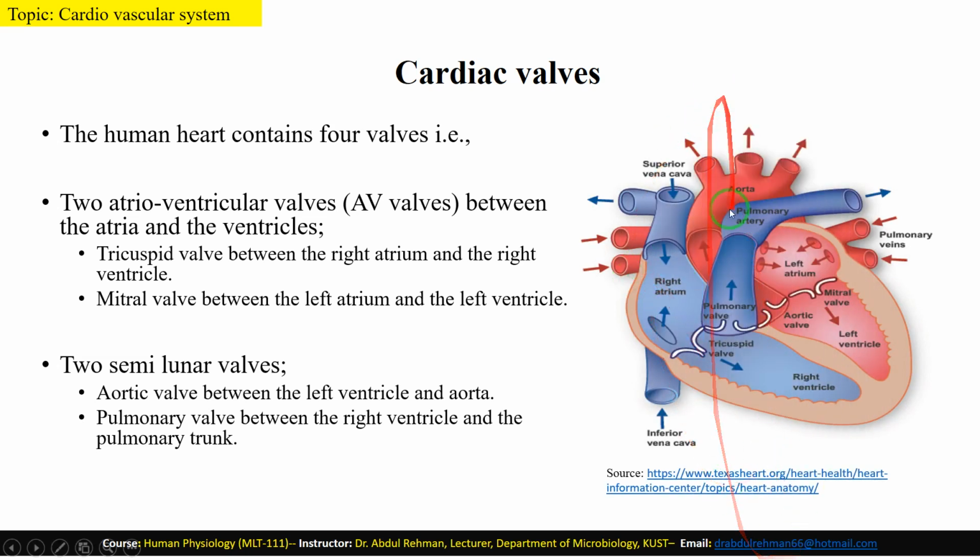the structure, these are the tricuspid valves between the right atrium and right ventricle, and here is the mitral valve between the left atrium and left ventricle, while semilunar valves like the aortic valve lie between the left ventricle and aorta, while the pulmonary valve lies between the right ventricle and the pulmonary trunk.